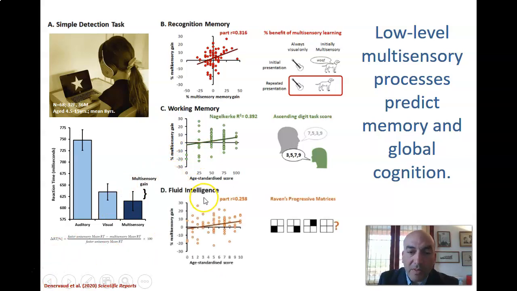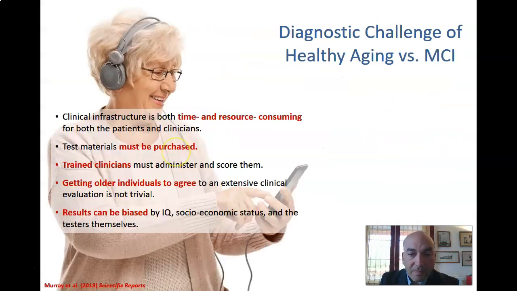And finally, we could also predict from this multisensory gain fluid intelligence scores as measured using Raven's progressive matrices. All of these scores have been age-corrected or age-standardized. Therefore, a simple detection task is capable of predicting a wide range of higher-level cognitive abilities and cognitive scores, suggesting that a low-level multisensory task might well be an efficient and low-cost screening tool to complement other neuropsychological evaluations.